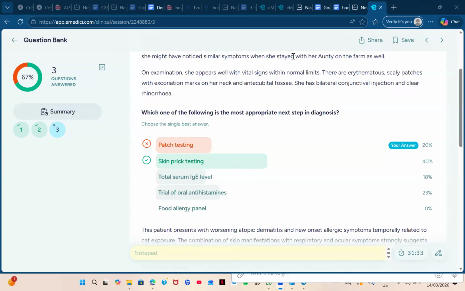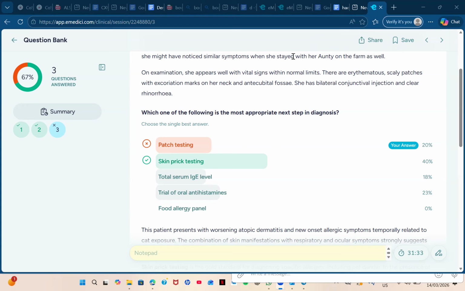Then we use the patch test in delayed hypersensitivity, or we call it type 4 hypersensitivity reaction, right? This is for what? Usually in contact dermatitis, right? If patients come in contact with new cosmetics, new chemicals, creams, or some metals like nickel, we have to use this patch test, right?